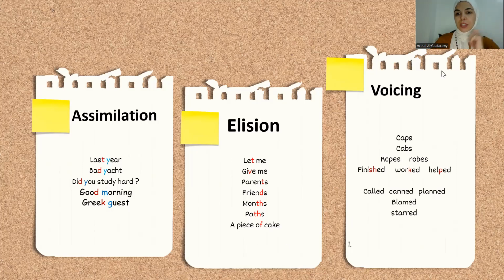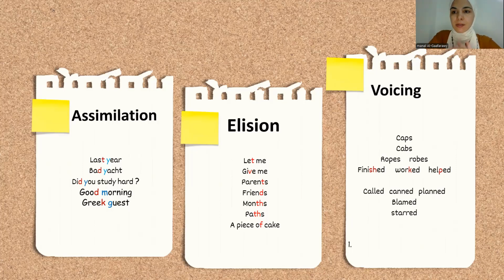Okay, one more feature is voicing. You know that in English we have 44 sounds. They are divided into consonants and vowels, and all vowels in English are voiced. This means that when we pronounce them, we have to vibrate our vocal folds, and this is called voicing. There is vibration in your vocal cords.